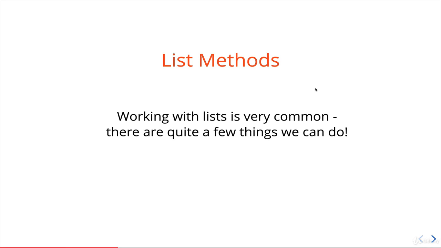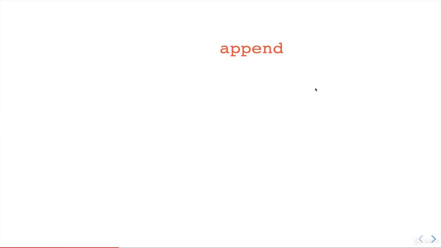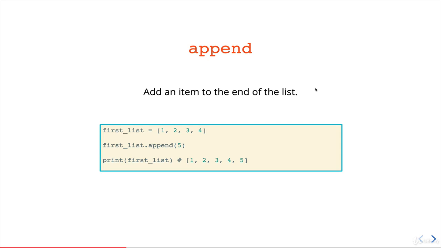So the first three we're going to talk about in this video all have to do with adding data to a list. And the first one is called append, and it will add an item, whatever we pass in, to the end of the list. So here's an example. I have first list equal to the list 1, 2, 3, 4. And if I write first list dot append, because it's a method on a list, pass in 5, it changes first list to now have 5 at the end.